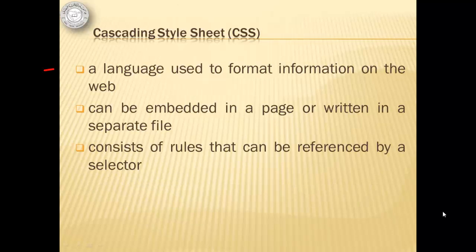This is part 5 in this series entitled Cascading Style Sheet in ASP.NET 4.5. Cascading Style Sheet or CSS is a language used to format information on the web. It can be embedded in a page or written in a separate file. It consists of rules that can be referenced by a selector.